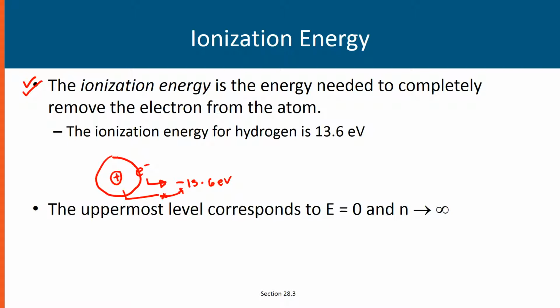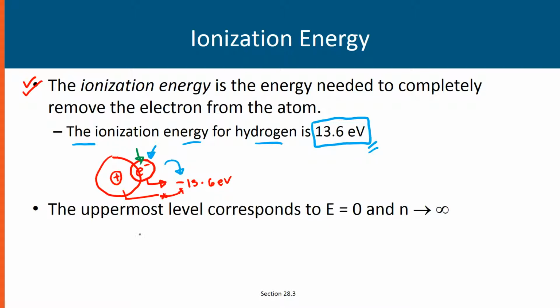Now, in order for us to liberate this electron, it must gain an energy equal to the energy that it possesses in order for us to remove this electron completely from the atom. So therefore, the ionization energy of hydrogen is 13.6 electron volts, meaning this electron here must absorb an energy equal to 13.6 in order to completely free this electron from the hydrogen atom.